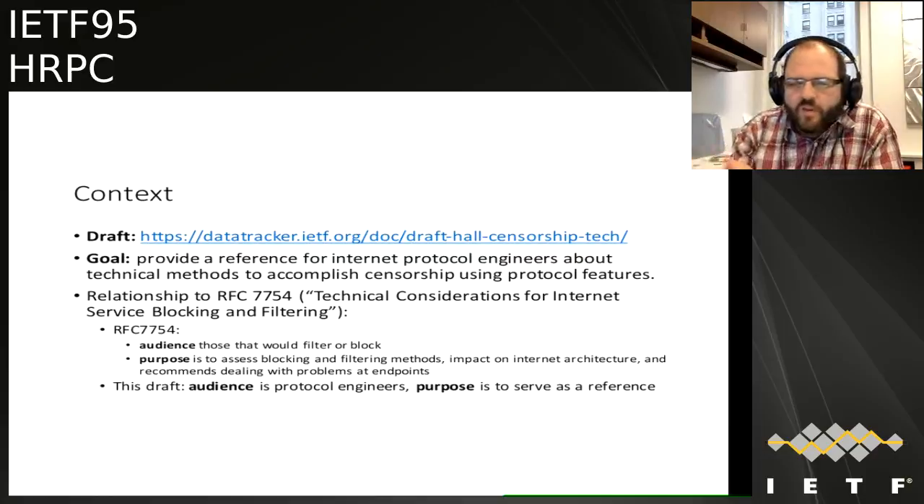I admire that draft a lot. Took a long time to come. Essentially, that seems to be for an audience of those that would filter or block, or other kinds of entities in the internet ecosystem. And it's more about evaluating blocking and filtering mechanisms in terms of their alignment with internet architecture, and specifically makes a recommendation that these problems are best dealt with at the endpoints, whereas this draft, the censorship draft, is really for protocol engineers, to serve as a reference and to show what happens when people mess in the middle with some of these protocols and the weird things that can happen. Okay, now next slide. And I'm speaking really fast, I'm sorry.